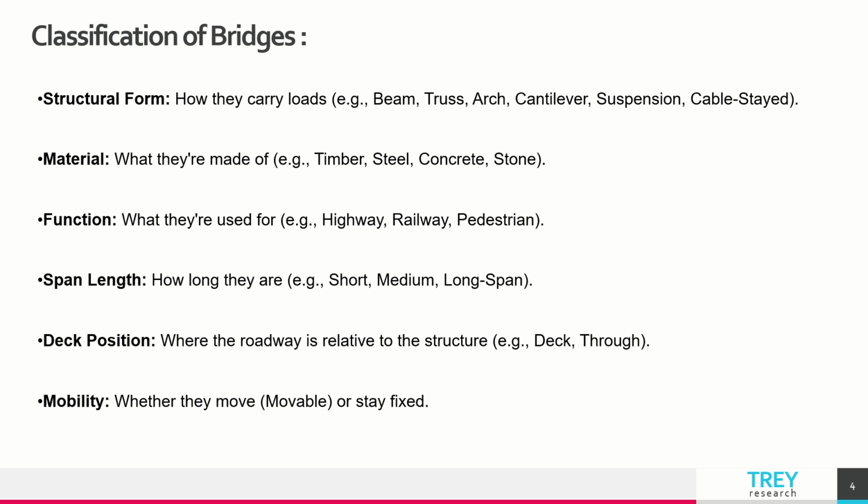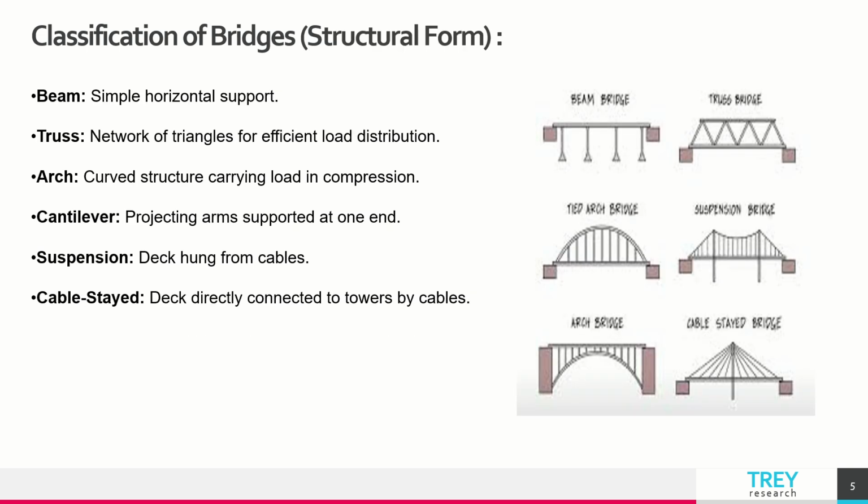Coming to the span length, the classification is also done by span length, which is also important, like how long they are, for example short, medium, long span. Then deck position is also important, like where the roadway is related to the structure, for example deck, through, etc. Mobility, coming to the mobility part, whether they move, movable, or stay fixed. We have seen various types of bridges which are movable in foreign countries, but they are not currently available or used in India.